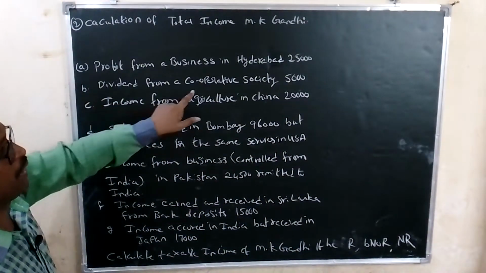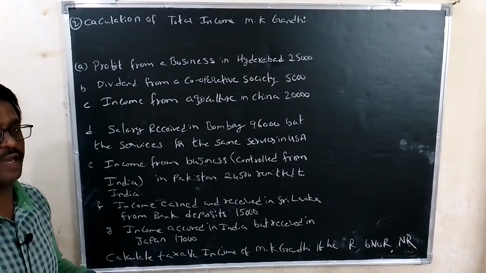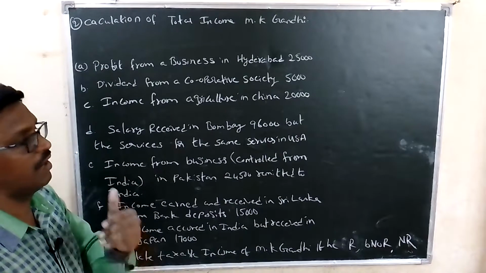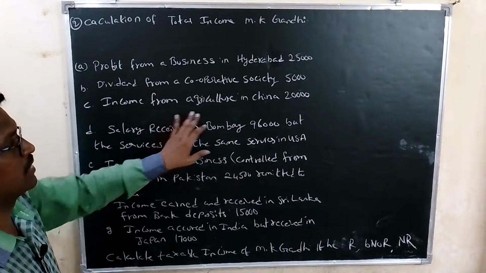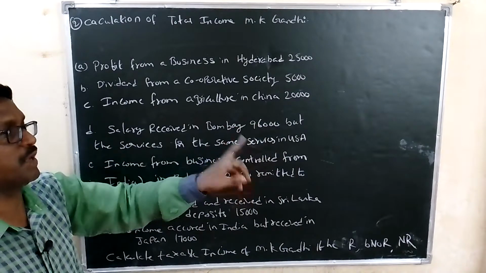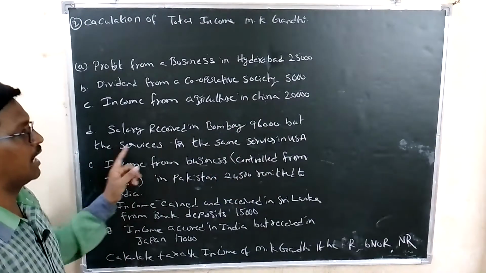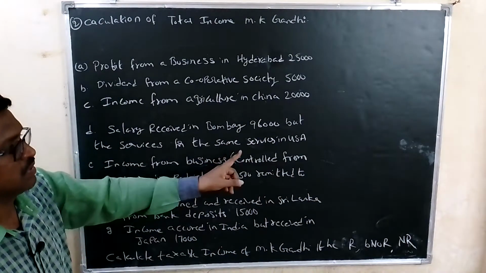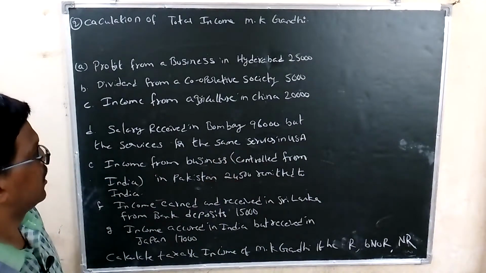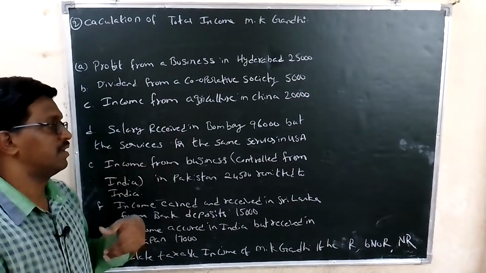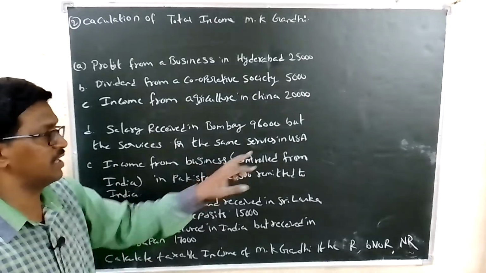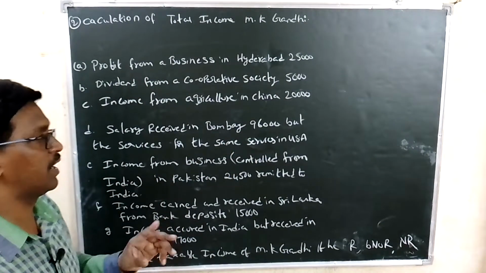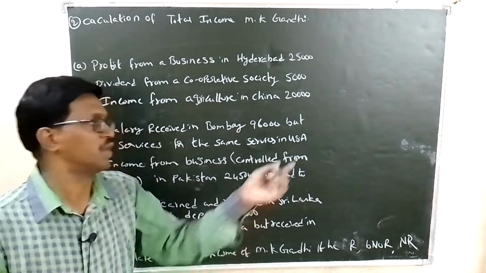Dividend from a cooperative society. It is income earned in India and received in India, so it will be taxable under all three categories. Income from agriculture in China means taxable under resident. Salary received in Mumbai, 96,000, but the service rendered in the USA. It means earned outside, received in India, taxable under resident, not ordinarily resident, and non-resident.